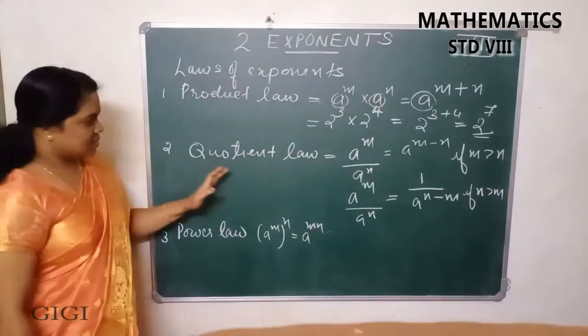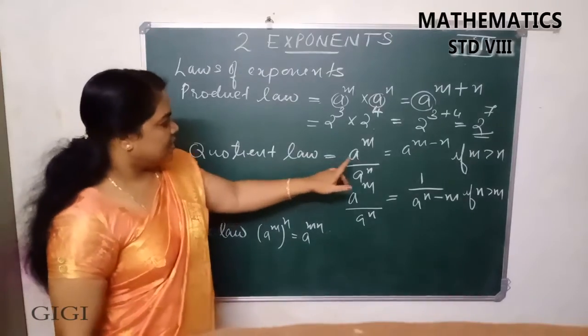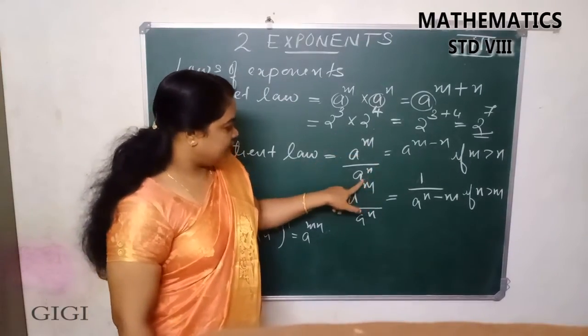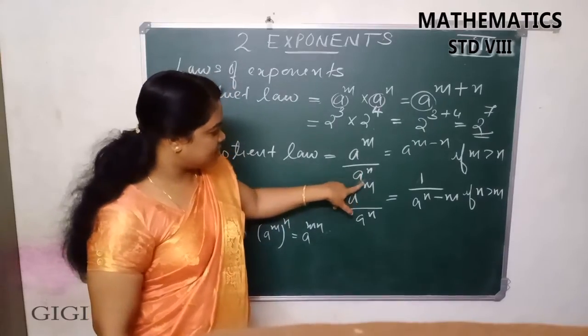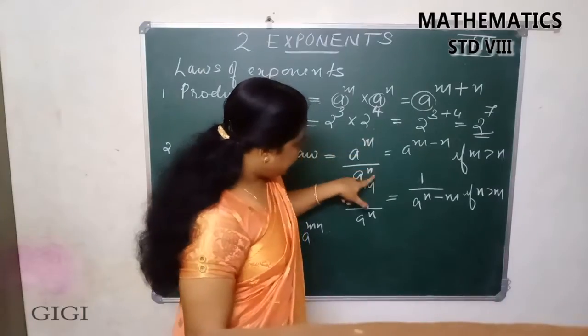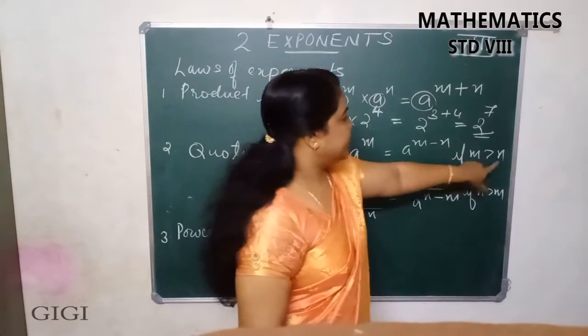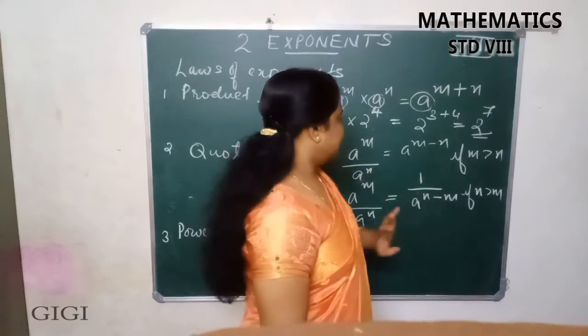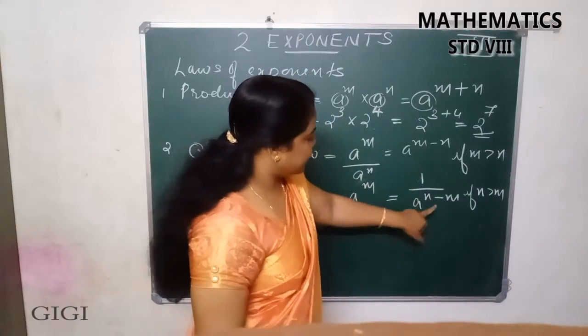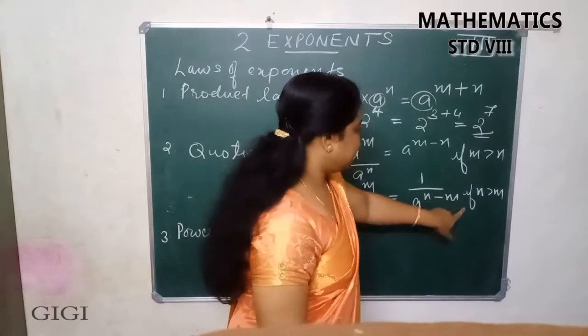And the second law is the quotient law. The quotient law is a raised to m divided by a raised to n is equal to a raised to m minus n, if m is greater than n. And a raised to m by a raised to n is equal to 1 by a raised to n minus m, if n is greater than m.